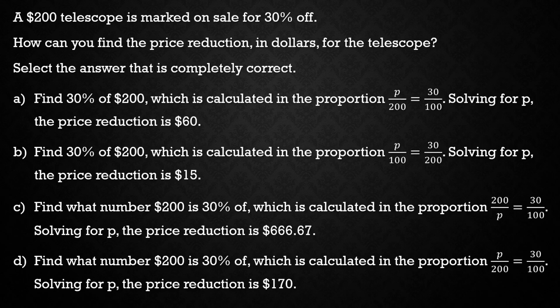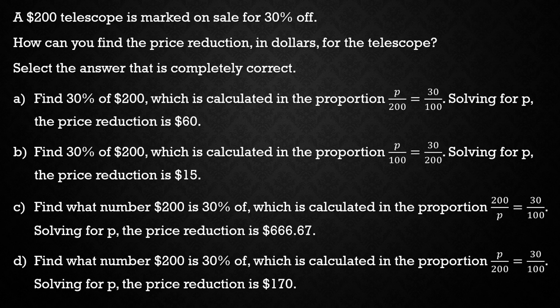Our next question says that a $200 telescope is marked on sale for 30% off. How can you find the percent of the price reduction in dollars for the telescope? So this question is asking me, if it's 30% off, how much money am I going to be saving? So an easy way to do this one is to think about what our appropriate proportion is going to be.